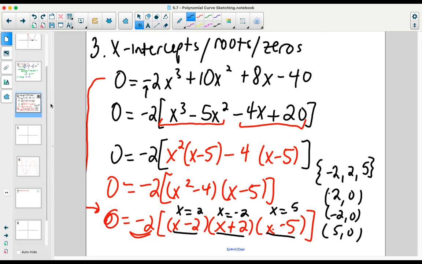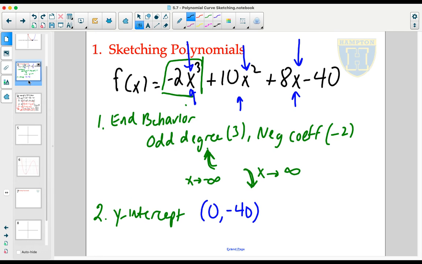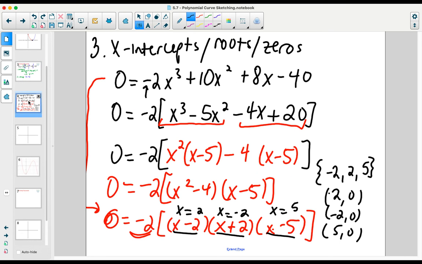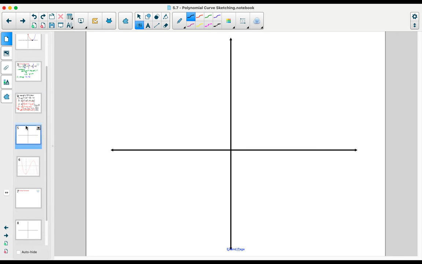So at this point, we should be able to produce at least a rough sketch of the graph based off of the information that we identified here and the information that we identified here. Now, just as a warning, when we're doing polynomial sketching like this, we're not looking for perfection. So way down here is going to have to be the point 0, -40. That was my y-intercept that I found. I know that my x-intercepts are at -2, at 2, and at 5.